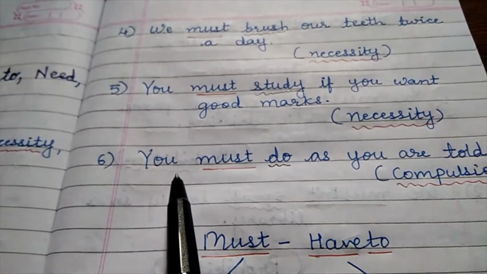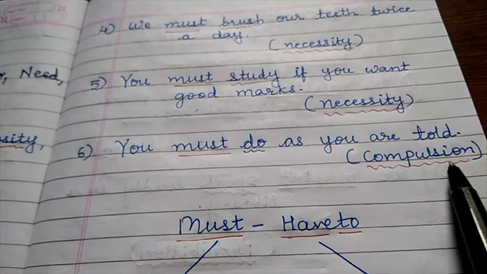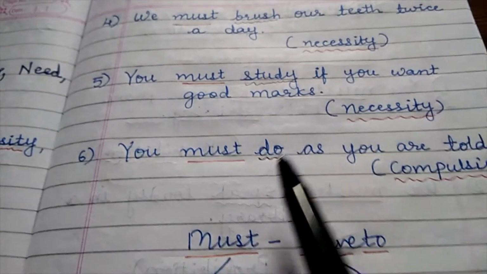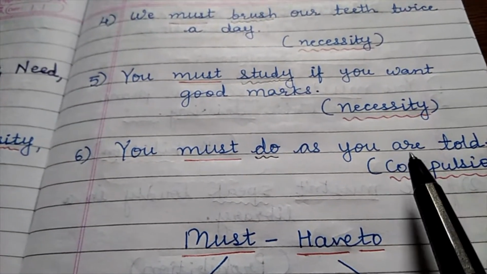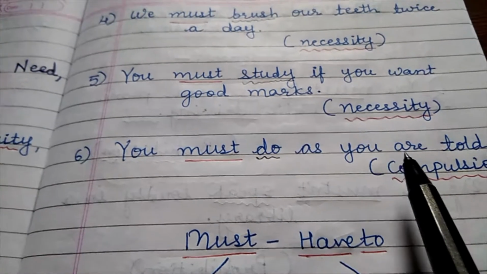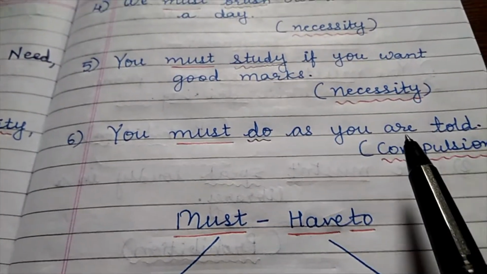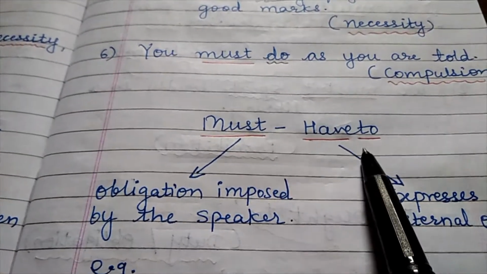Now next example, you must do as you are told. Means it is compulsion. Compulsion is shown. Means you must do as you are told. So it is compulsion that you must do that thing which you have been told. Now must and have to.